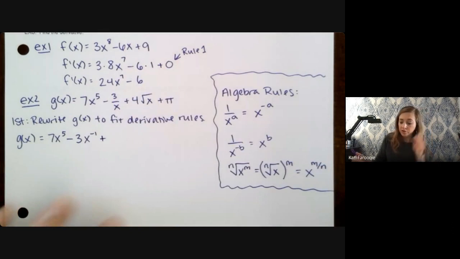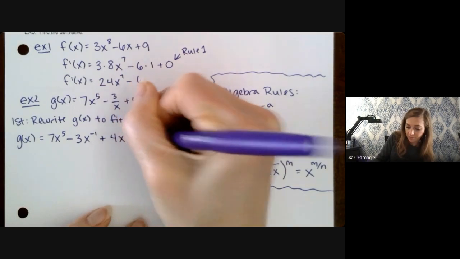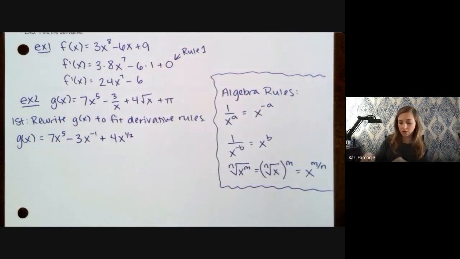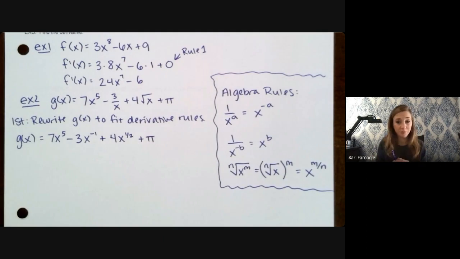Now the square root of x is x to the 1/2 power. So that one you're going to see quite a bit. The 4 is just going to stay in front of the function or of that expression. And then the pi is still just pi.